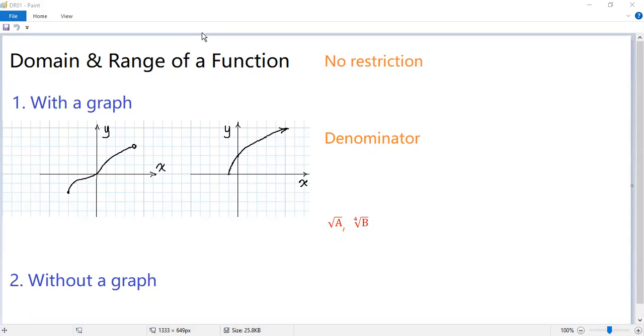Today, let's focus on finding the domain and range of a function. Given a function y equals x, we know the domain is the set of all possible values of x, and the range is the set of all possible values of y. If the graph of the function is given, it is easy to figure out the domain and range. Let's look at the first example.